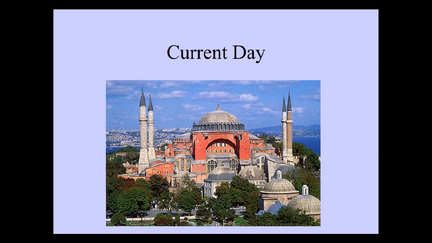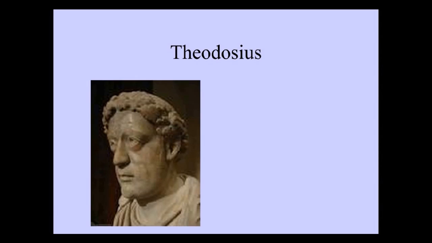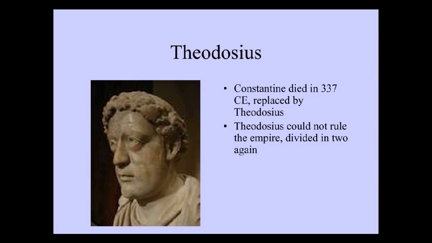Current day Istanbul. This is the Hagia Sophia, made by Justinian. We're going to study more about Justinian and the Eastern Roman Empire later, but this is a good picture of current day Istanbul. Theodosius follows Constantine. Constantine dies in office 337. Theodosius goes back to what Diocletian had tried to do. He divides the empire in two.